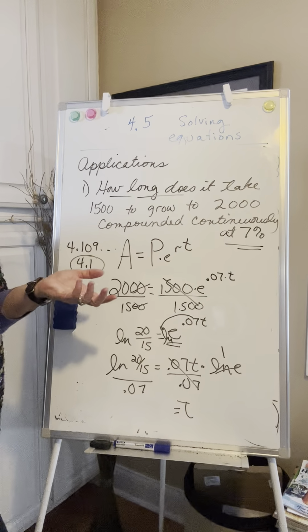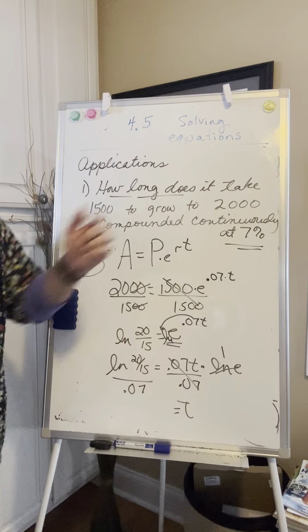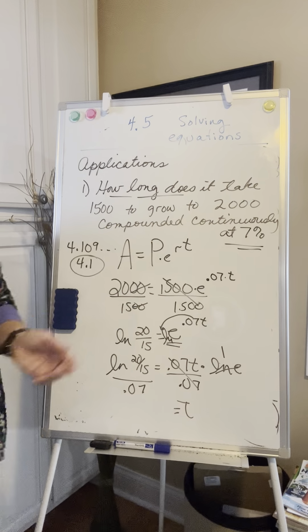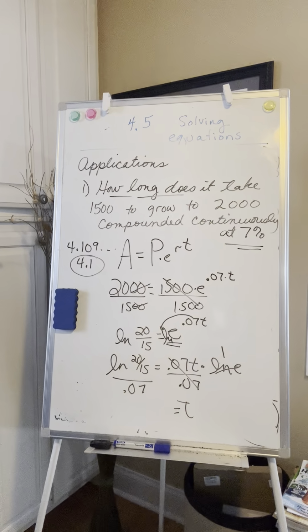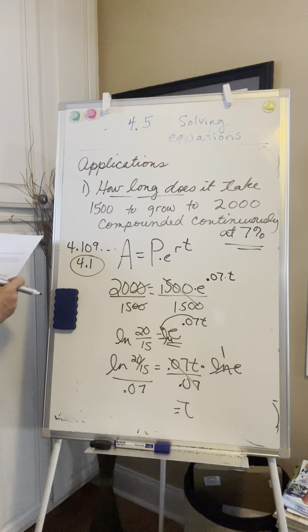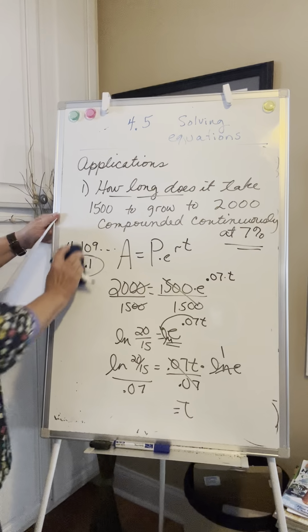Does that seem reasonable to you? For 1,500 to go to 2,000 at 7%, it takes about 4 years for that to happen. Got 4.1. So that's the kind of thing we can answer now. We can solve for time now. Let me give you another.